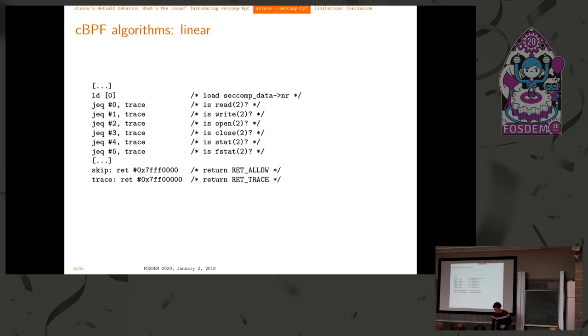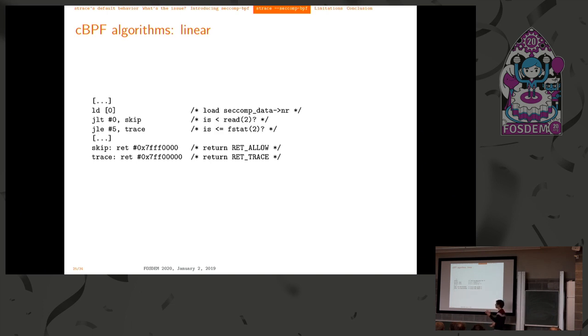If we want to improve it a little, there's one obvious optimization here. We can simply optimize a contiguous set of syscalls. So for instance, I was going from 0 to 5. I could simply check that my syscall number is between 0 and 5. And if that's the case, I can just jump to the trace command.